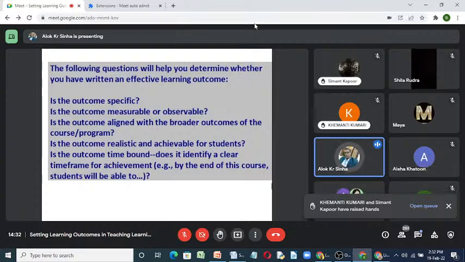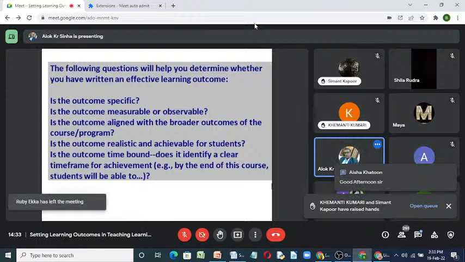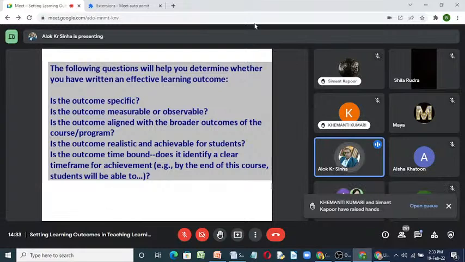Now, the following questions will help you determine whether you have written an effective learning outcome or not. So, if you want to check, the checklist is: is the outcome specific? Is the outcome measurable or observable? Is the outcome aligned with the broader outcomes for the course or program? Is the outcome realistic and achievable for students? Is the outcome time bound? Does it identify a clear time frame for achievement? Like, by the end of this course, students will be able to.